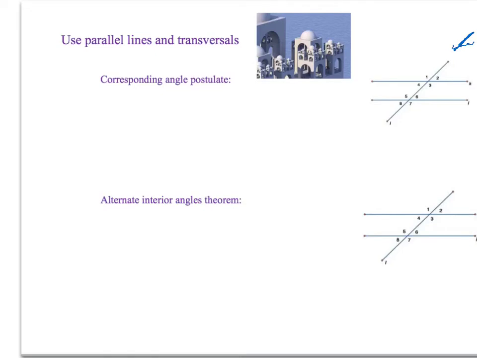cuts two parallel lines. So this is line J and this is line K, those two lines are parallel. So the corresponding angle postulate, and let's remember, corresponding angles are angles in corresponding positions. So for example, angle 2 and angle 6. This is a new stylus I just made, so hopefully I can handle using it. So angle 2 and angle 6 are corresponding angles.